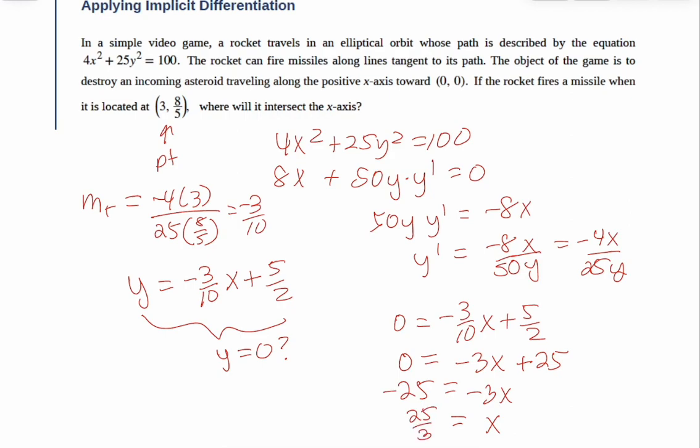So if we fire the rocket at the point 3, 8/5, we follow that tangent line, and that tangent line hits the x-axis at 25/3. Okay, so that is implicit differentiation. It's kind of weird. There can be a lot to it, but it is what it is.